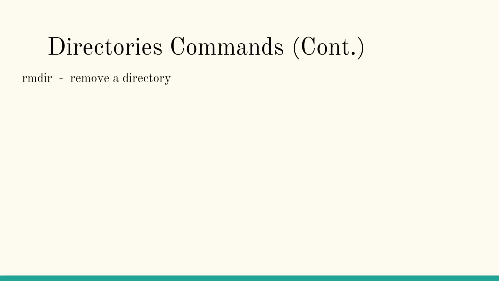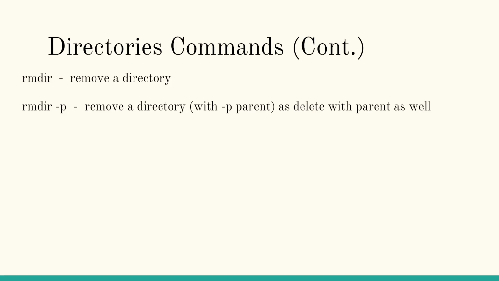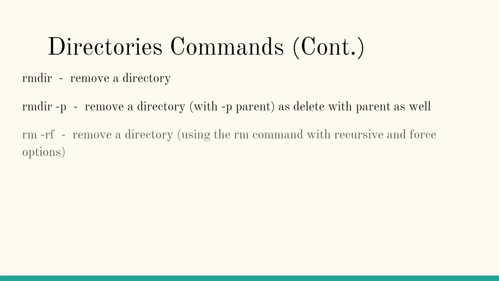Also, we have rmdir. This is to remove a directory, and this directory should be empty. rmdir -p removes a directory with its parent as well, as in our previous example, mkdir -p folder1/folder2. It will be rmdir -p folder1/folder2. Again, we will have that in detail in the hands-on lecture, no worries.